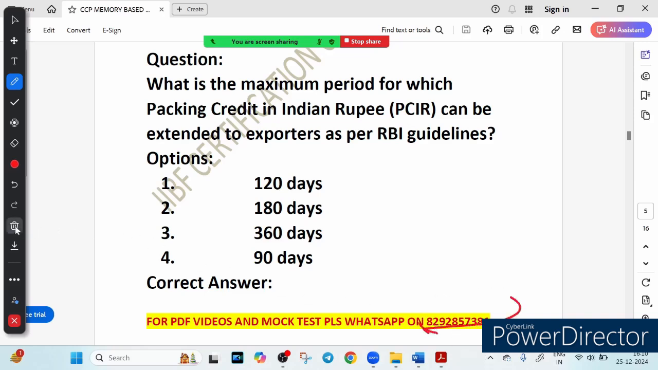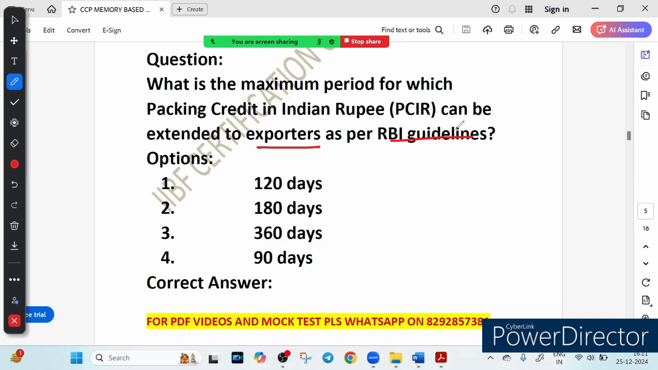Now let's see the next question. Question is, what is the maximum period for which PCIR, that is packing credit in Indian rupees, can be extended to exporter as per RBI guideline? Tell me, what is the maximum number of days? So PCIR can be extended to the exporter as per RBI guideline. What is the maximum period? So options are 120, 180, 360 and 90.